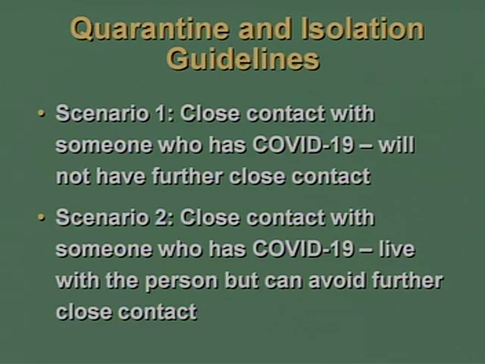So the next scenario, close contact with someone who has COVID-19. I live with the person but can avoid further close contact. This example is a student comes home and they have COVID-19. They live in a household with 3 other students, but they are not going to be in contact with those other 3 students that go to school. They can isolate them in a different part of the house.